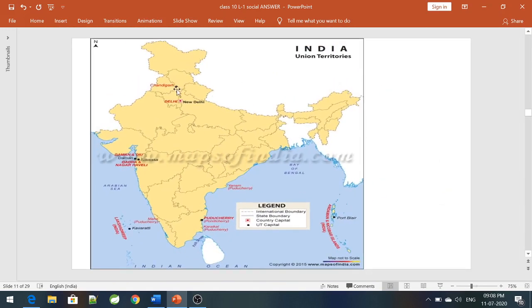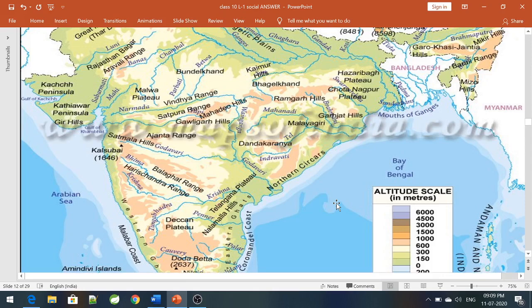We have 7 union territories. Those are Chandigarh, Delhi, Daman and Diu, Dadra and Nagar Haveli, Lakshadweep, Pondicherry, Mahe, that is Kavaratti actually, and here Port Blair and Yanam. See all these rings: 1, 2, 3, 4, 5, 6 and 7. Chandigarh, Delhi, Daman and Diu, Dadra and Nagar Haveli, Kavaratti, Pondicherry and Port Blair. These are the union territories.